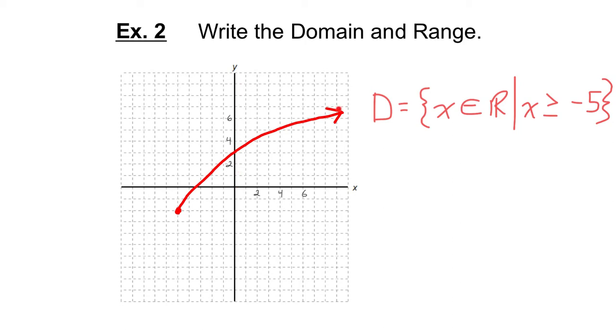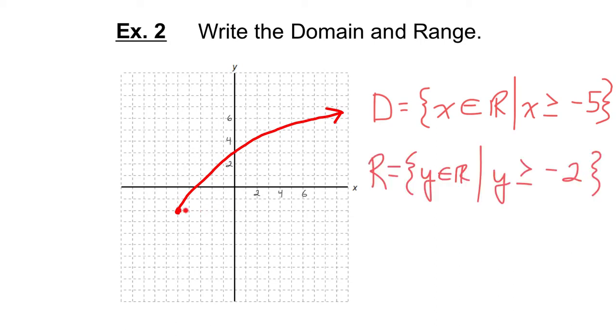Well, this graph, the function keeps increasing. So there's no maximum y value. It just keeps going on forever. So y must be greater than or equal to -2.